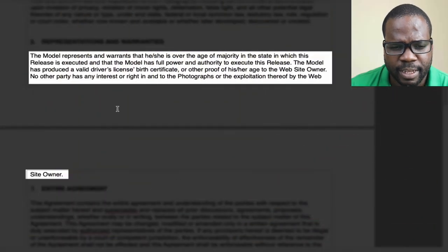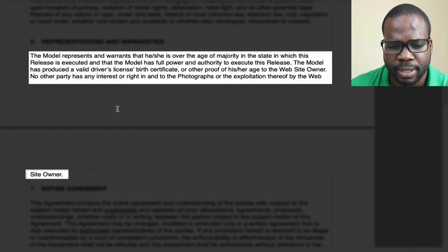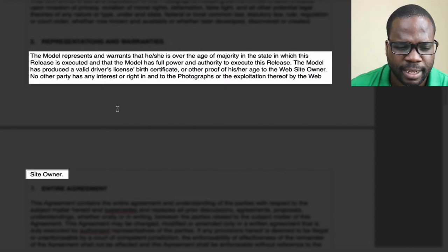The model represents and warrants that he or she is over the age of majority in the state in which this release is executed, and that the model has full power and authority to execute this release. The model has produced a valid driver's license, birth certificate, or proof of her age to the website owner. No other party has any interest or right in the photograph or its exploitation by the website owner. So this is a representation.